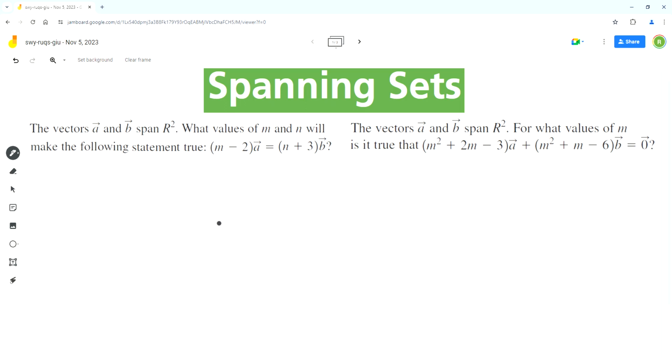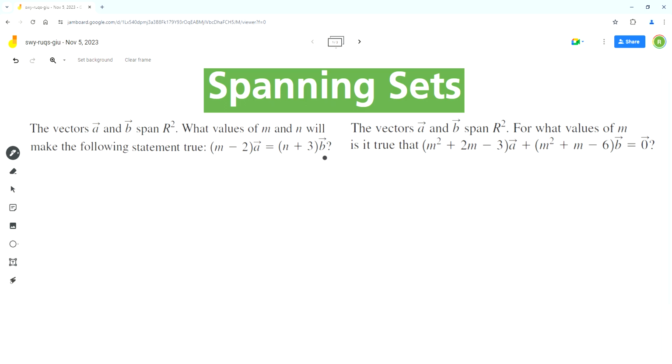So in this video, we'll solve these two problems based on the concepts of spanning set. As per the first problem, vectors A and B span R2. What values of M and N will make the following statement true? M minus 2 times vector A equals N plus 3 times vector B.